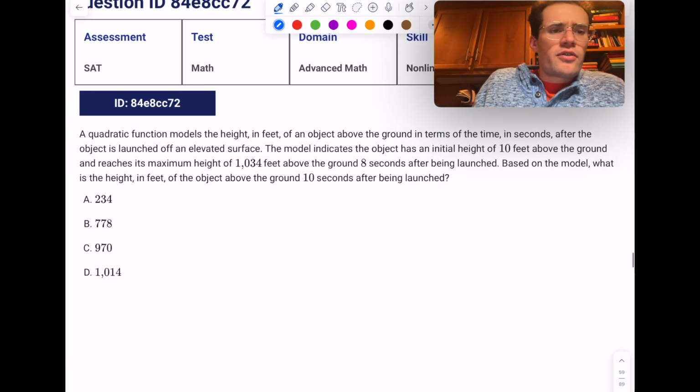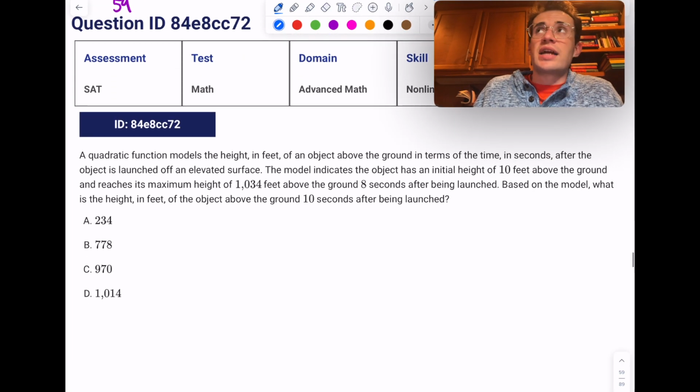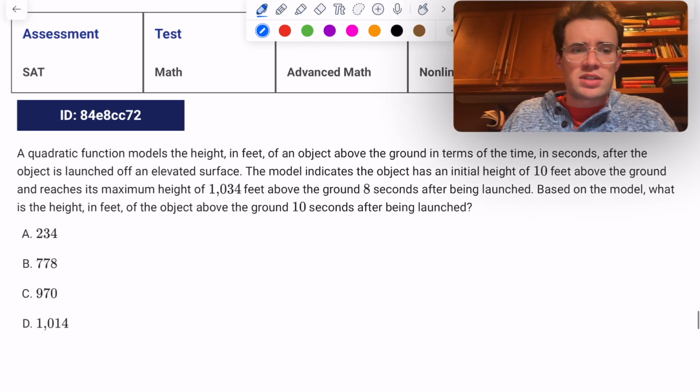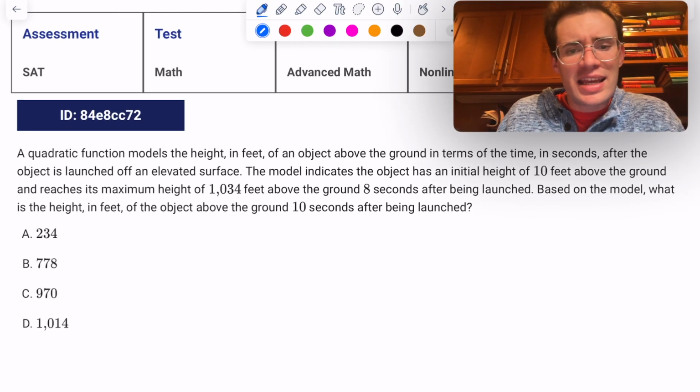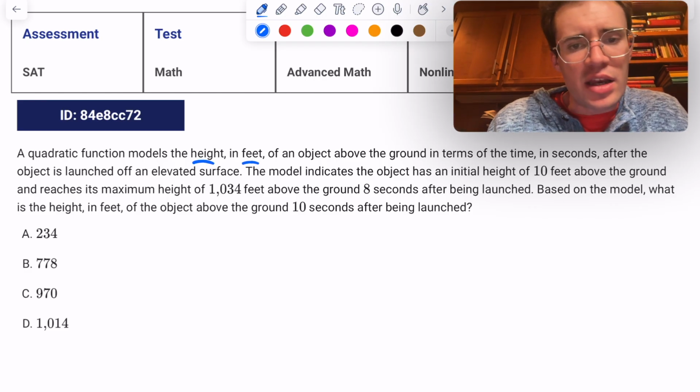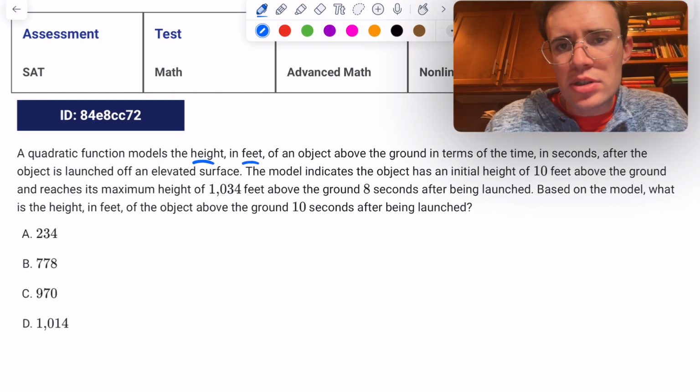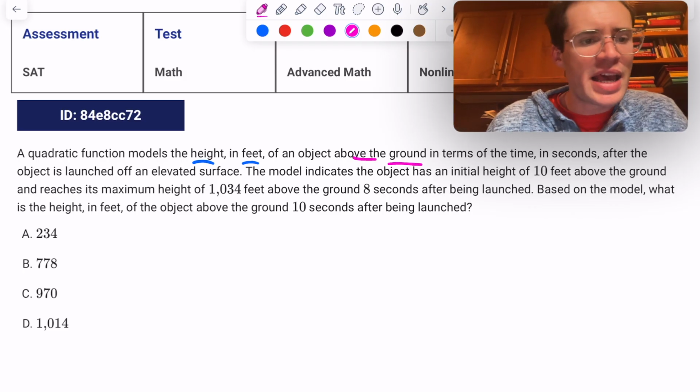All right, here we have, let's see, that's question 59. So we have 8 questions to go in this video. A quadratic function models the height in feet of an object above the ground in terms of the time in seconds after the object is launched off an elevated surface.